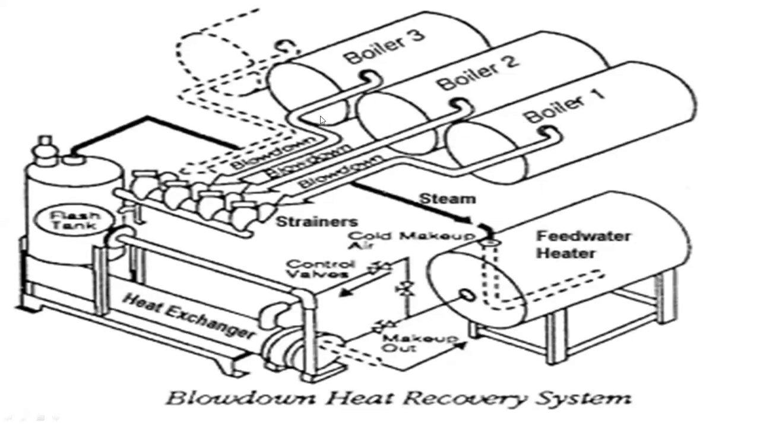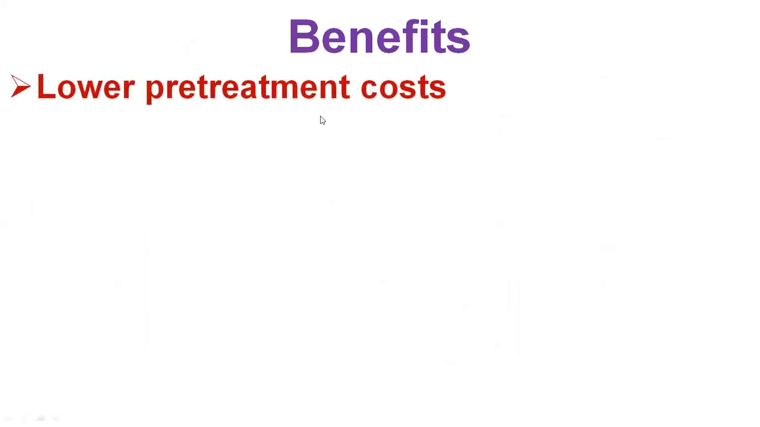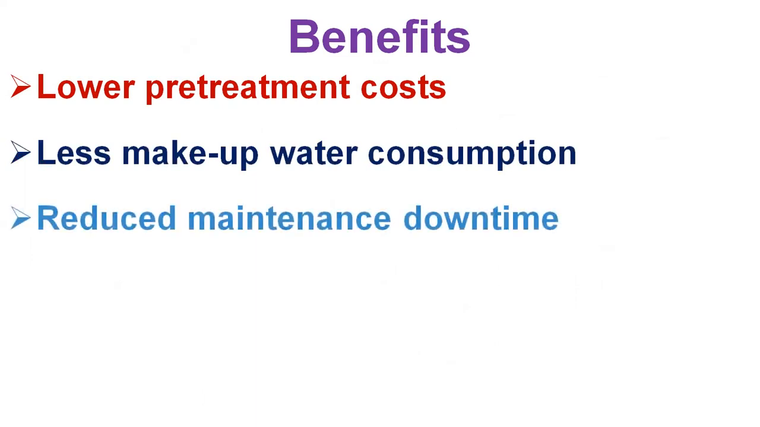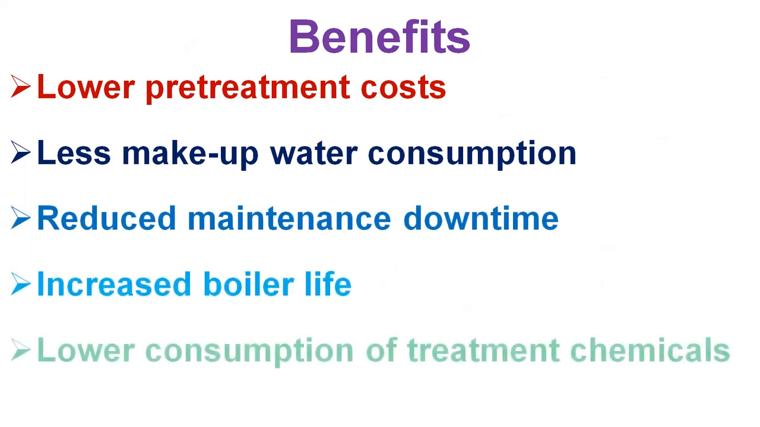So good boiler blowdown control can significantly reduce treatment and operational costs that include lower pre-treatment costs, less makeup water consumption, reduced maintenance downtime, increased boiler life, and lower consumption of treatment chemicals that are used in the boiler feed water treatment.